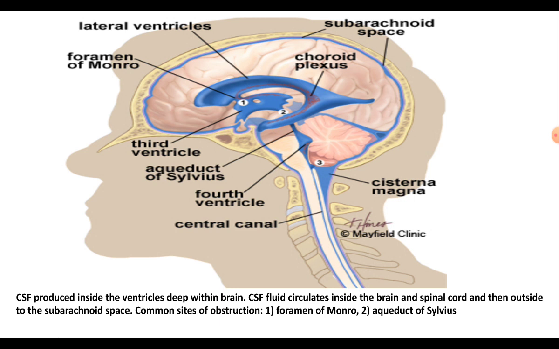The cerebrospinal fluid flows in the subdural and subarachnoid spaces, and it is also found flowing in the brain ventricles as well as in the spinal canal.